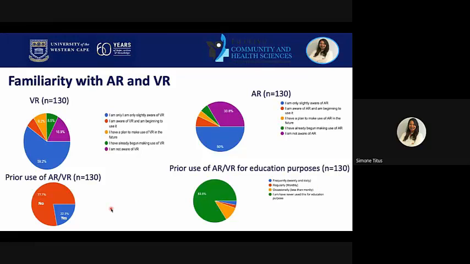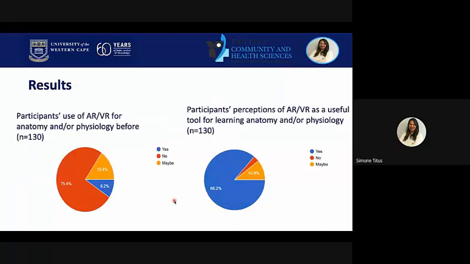Because they are first year, I also asked them about their prior experience. So have they used it in school, or elsewhere before university, and the majority of them said no, they have not. And for educational purposes, even more of them have indicated that they've never used AR or VR for educational purposes. So that already tells us that we have a huge opportunity here to expose students to these types of technologies.